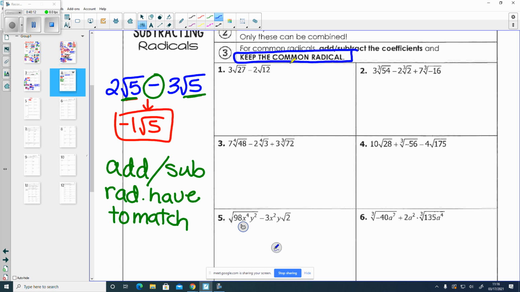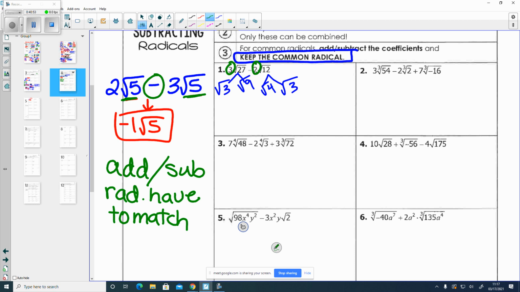If it doesn't, you can try to simplify to see if you can get a common radical. So for example, number 1, they do not have a common radical, but I can see that I can get a common radical out of them. In fact, I can get the square root of 3 out of both of these. Now what's left over? I'll have 9 and 4, right? And then don't forget the numbers in front.